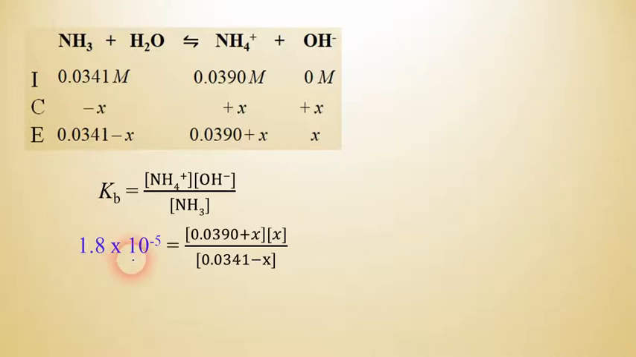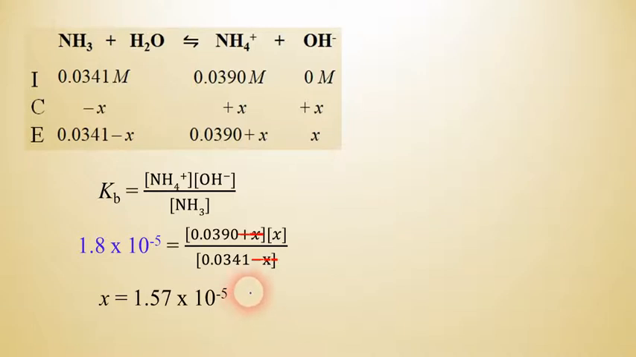Now we notice that this is a small equilibrium constant, and we don't like quadratic equations, and so let's obliterate the plus x there and the minus x here to get rid of those. And now we can cross multiply and solve for x. And the answer I get is that x equals about 1.57 times 10 to the negative fifth.